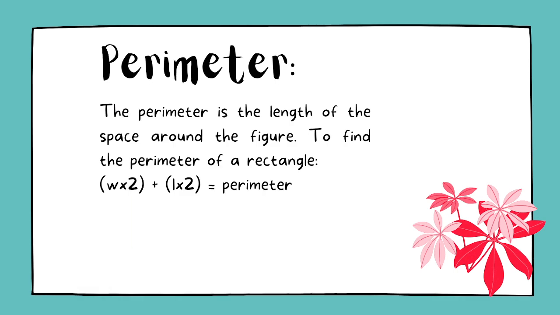Next is perimeter. Area and perimeter go hand in hand. Kind of. So the perimeter is the length of the space around the figure, not inside. To find the perimeter of a rectangle, you would multiply the width by 2 and add that to the length by 2. So the width times 2 plus the length times 2 equals the perimeter.